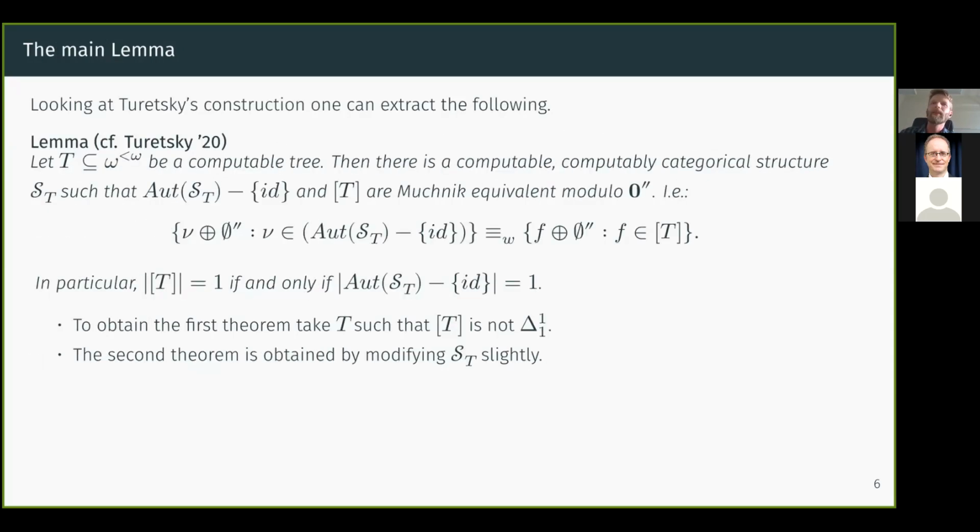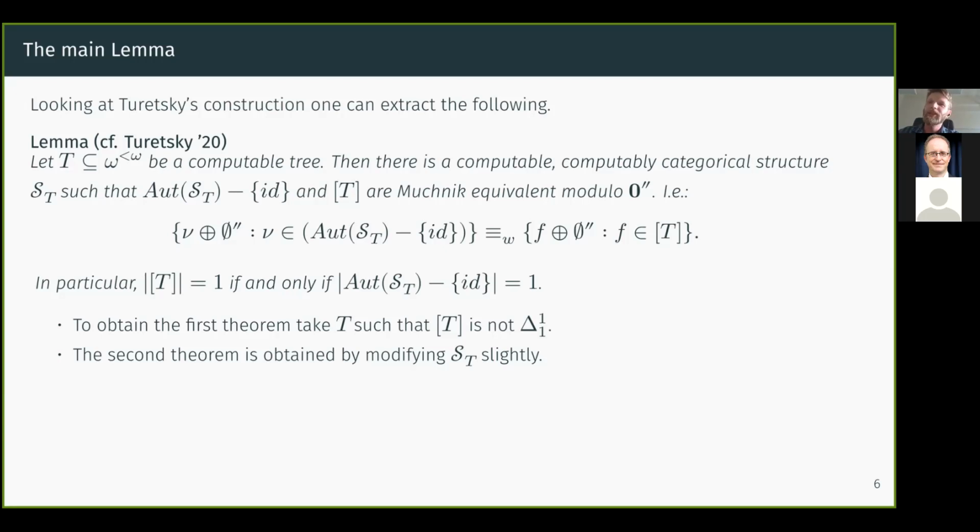When one looks at the proof of Turetsky, what he did is he took computable trees and showed that there is a computably categorical structure such that the automorphisms of the structure, minus the identity automorphism, and the paths through T, through this tree, are Muchnik equivalent, modulo the double jump 0''. In particular, he also shows that the set of paths has cardinality 1, if there's only one path through the tree, if and only if there's only one automorphism.